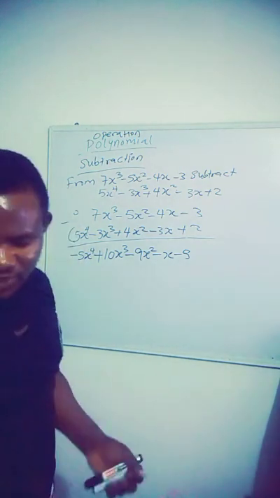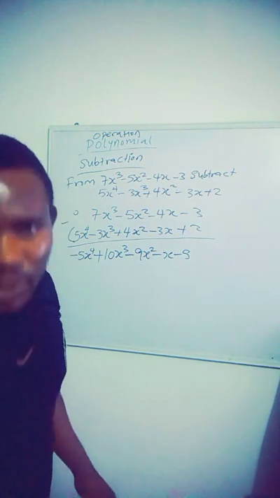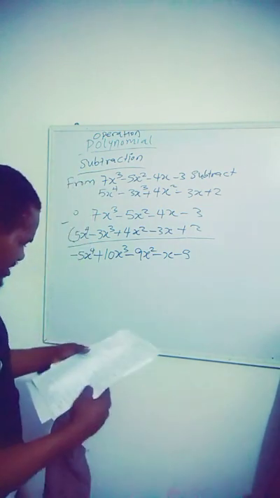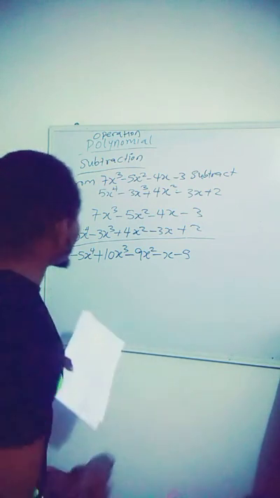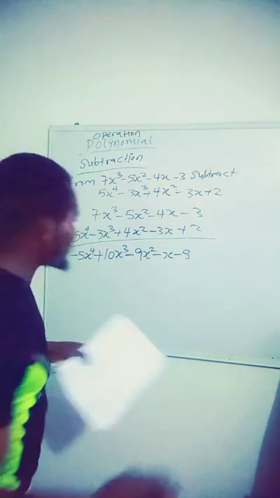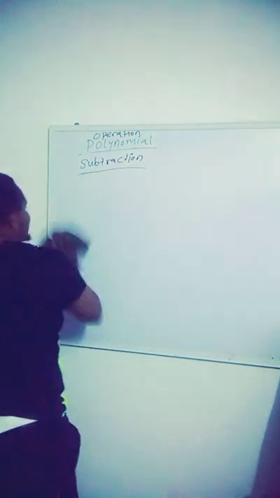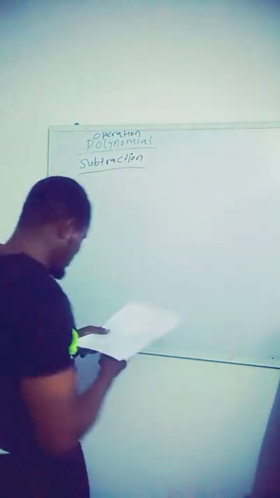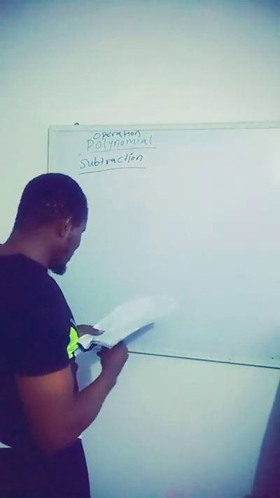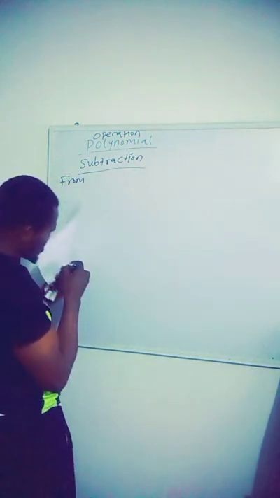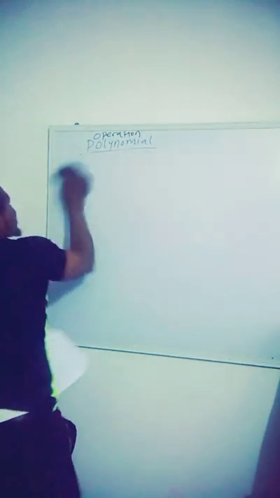I hope you get it. Let's solve one more question, one more example. Then if you don't get this, you get that one. Let me see if there's any example here. Okay, I have another example here. So now let's continue. We are still having an example here. It says from the sum from, okay, we are under subtraction. Just know that we are under subtraction.